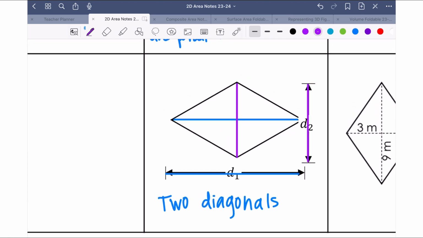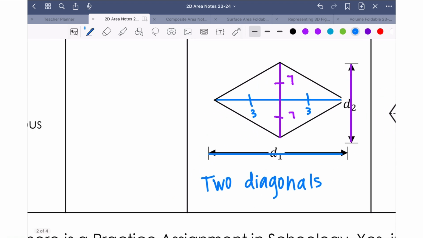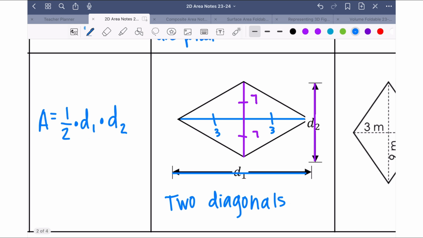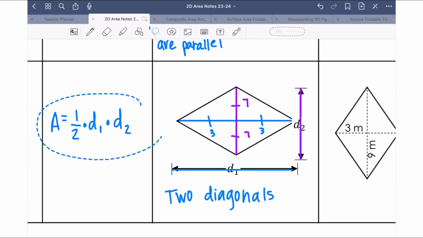Okay, another important thing is that these are split into congruent sides. So if this is 3, this is 3. And if this is 7, then this is also 7. Okay, that's one important thing about it. But let's write our formula. So for this formula, we have area equals 1/2 times your first diagonal length times your second diagonal length. And that's it. So 1/2 times diagonal 1 times diagonal 2. And let's try to use this formula. Let me just copy it over here.